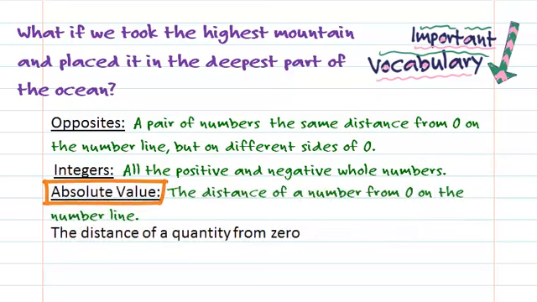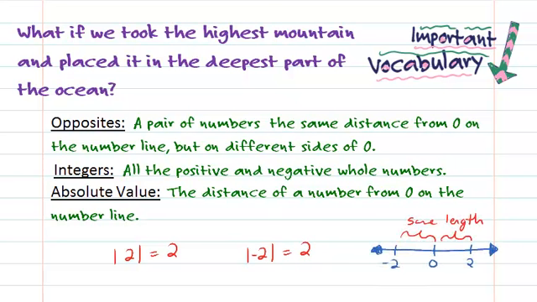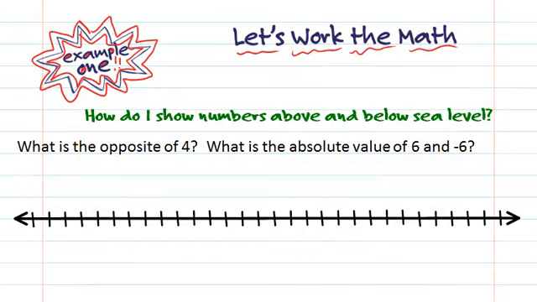Absolute value. Absolute value is the distance of a number from zero on the number line. For example, the absolute value of 2 is 2, and the absolute value of -2 is also 2, because they're opposites. They are the same length from zero. Now, let's go work the math.